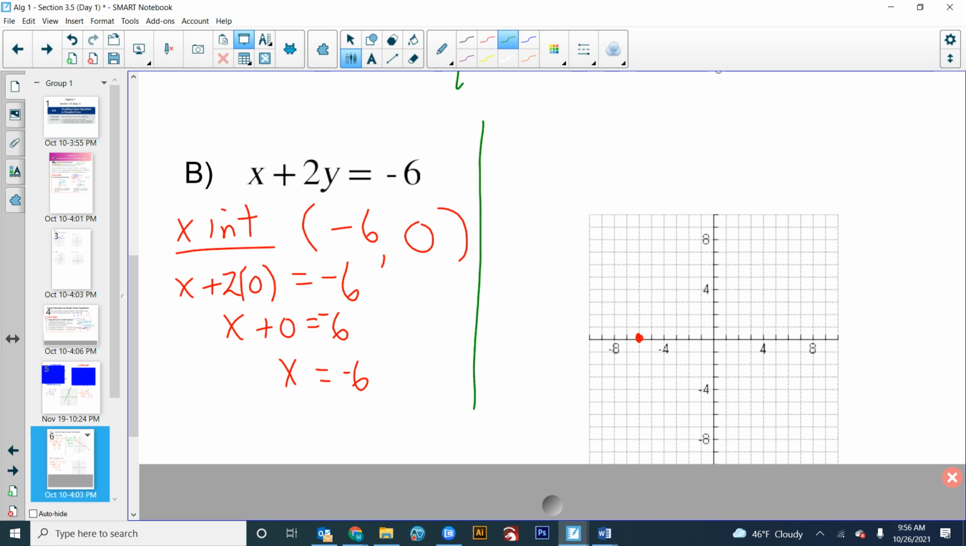Okay, y-intercept. What's 0 on my y-intercept? X. X is 0.